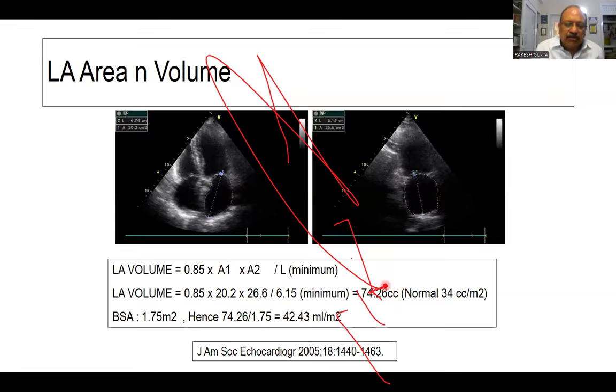Then we divide this absolute volume by body surface area. It gives you indexed LA volume. Anything more than 34 cc per square meter is considered abnormal.